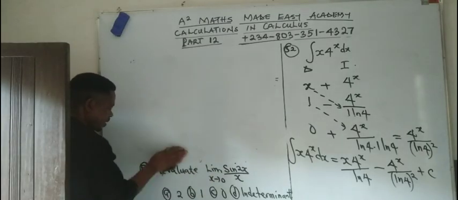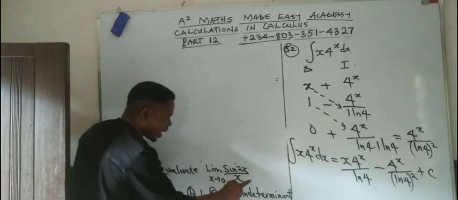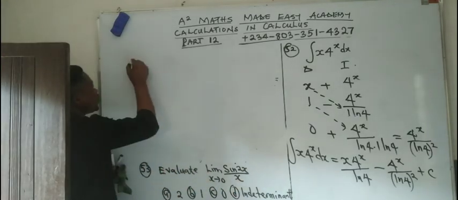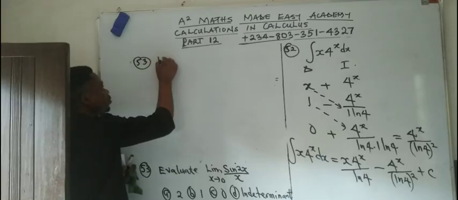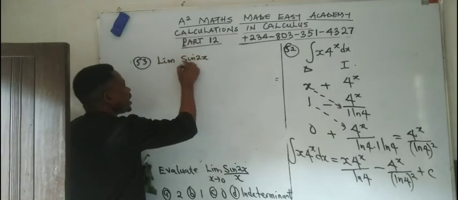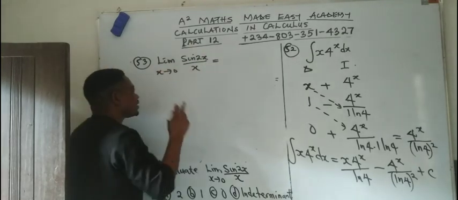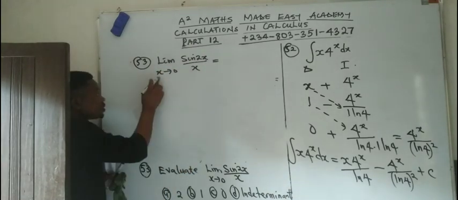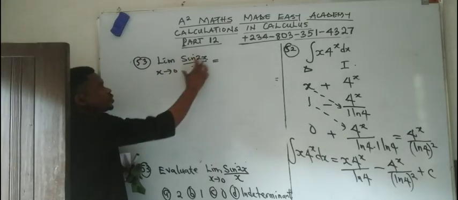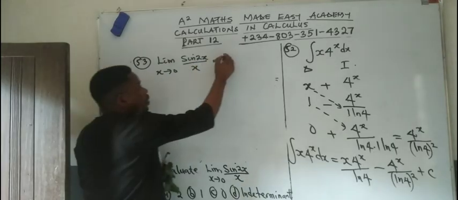Now watch. The question says we should evaluate the limit of sine 2x all over x, as x approaches 0. Remember the criteria of the limiting process is to know what x tends to, then you substitute. Here x tends to 0. So which means anywhere I see x, remove it and introduce 0.